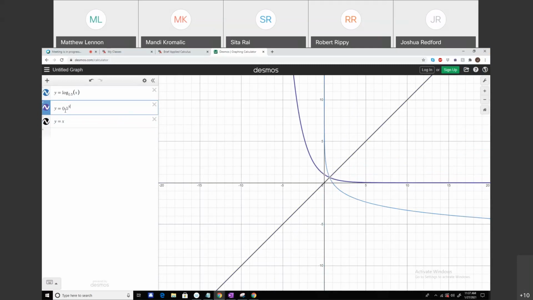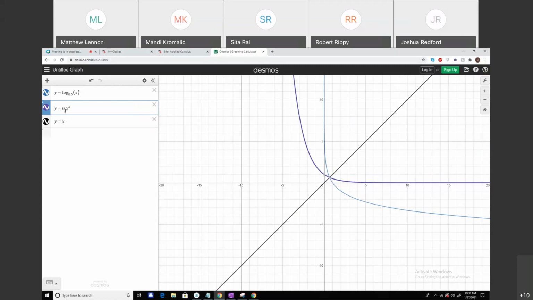Notice this is still quite the reflection, even though there's some overlap there. That's just because the two graphs intersect each other, whereas if you look at y equals log base 2 of x and y equals 2 raised to the x, those graphs do not actually intersect.